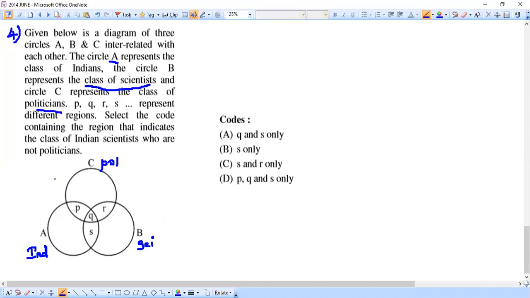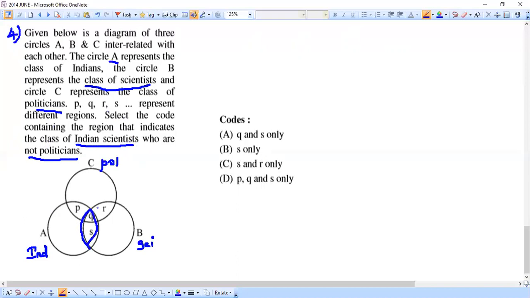And there are some regions also, P, Q, R, S, everything is written here. And they're asking us to get the code containing the region that indicates a class of Indian scientists, but who are not politicians. See here, we have Indians here, we have scientists here. So we need to select the region where we have Indian scientists and not politicians. So we have Indians and scientists intersecting at this region, the region I'm shading. You can see it here clearly.